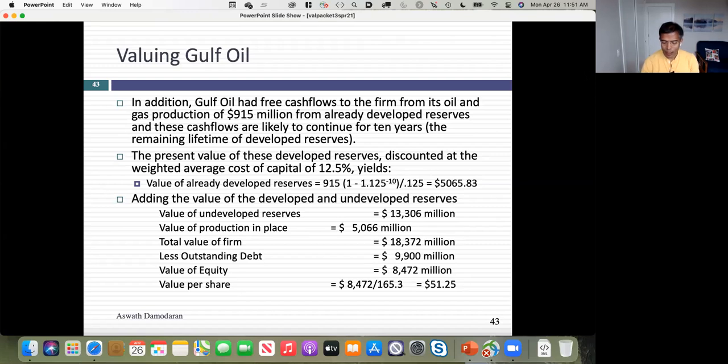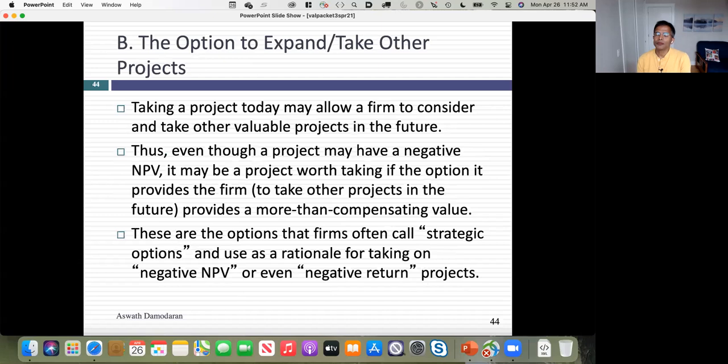You add to that the value of the option, 13.3 billion, you get a total value of the firm of 18.4 billion. So I'm getting to the same endpoint I got with the DCF, but I'm just getting there differently. Rather than doing the present value cash flows and building in growth, I'm doing developed reserves first, undeveloped reserves as an option, adding them up, and coming up with an overall value for the firm and a value per share. So any natural resource company, gold mining company, oil company, you could argue has this optionality. And that optionality has to be factored in when you think about how much you pay for natural resource companies.